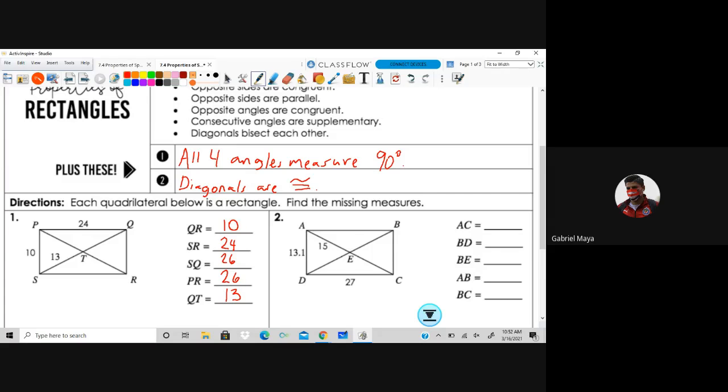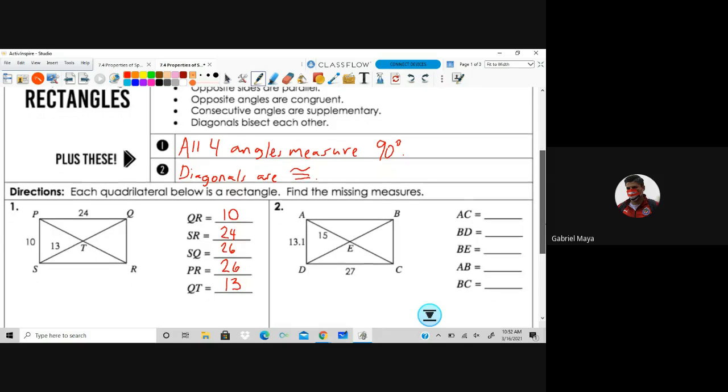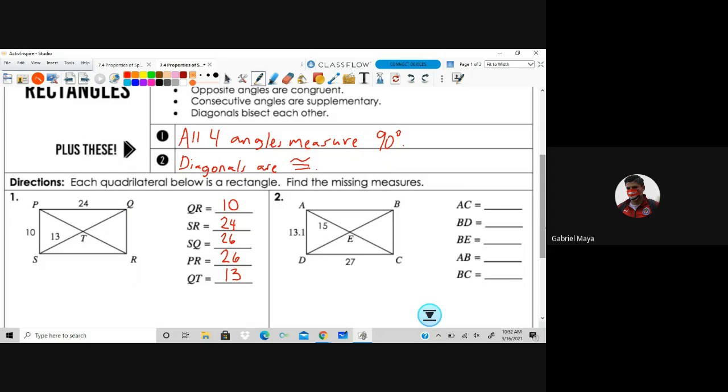Simple enough. Now I'm going to let you guys give this one a try. How about number 2? I don't think it should take too long, so I'm going to have you answer along. Somebody give me, what is AC? AC is 30 because you do 15 times 2. Very good. They tell us AE is 15, therefore CE is also 15. Put them together, you get 30.